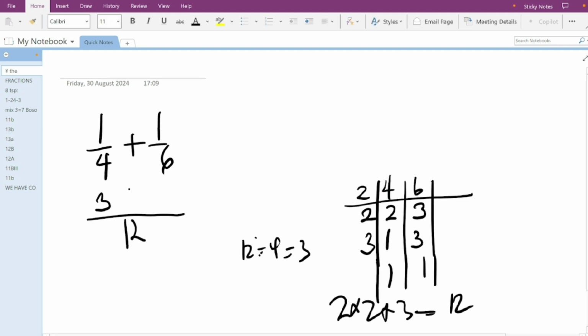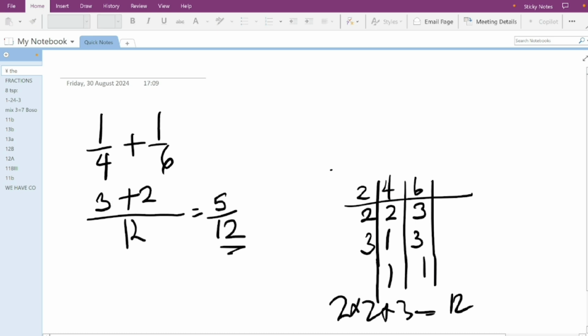Now you have your addition sign here. Then we go again. 12 divided by 6 will give you 2. Then the 2 times the value of the numerator, the number on top, that's 2 times 1, you have 2. This is therefore equal to 3 plus 2, that's 5. Your answer is 5 over 12.